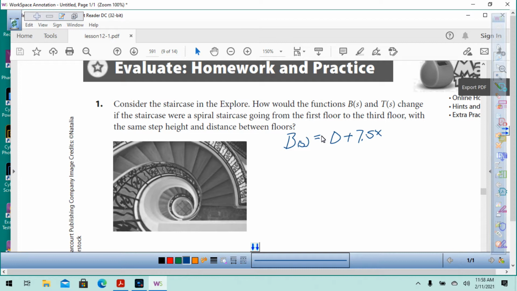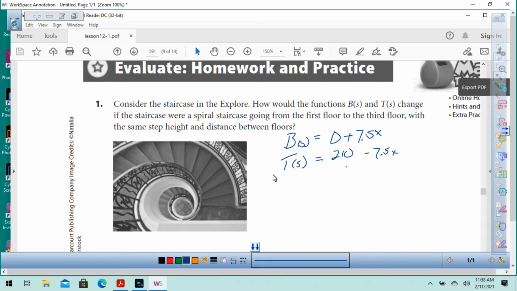T of s, let's see, what's T of s? T of s is 105 minus 7.5x. Now, 105 is the height of the second floor. But since we're going to the third floor, we're going to change that to 210. Okay? And let's see, with the staircase and first one, how would the function be?